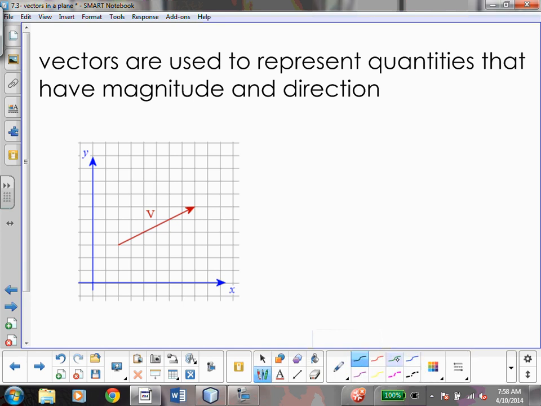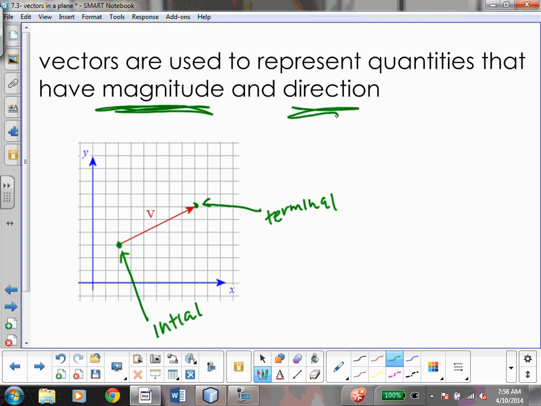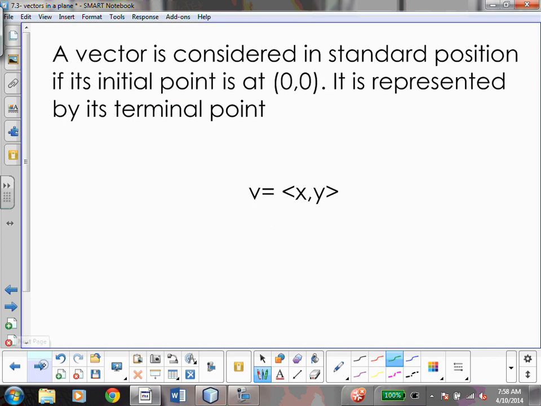There are two important points in a vector. This is the initial point, and this is the terminal point. The initial point can kind of be considered your starting point, and the terminal point would be like your stopping point. This vector is traveling in the positive direction. Magnitude and direction are the two important things for vectors.